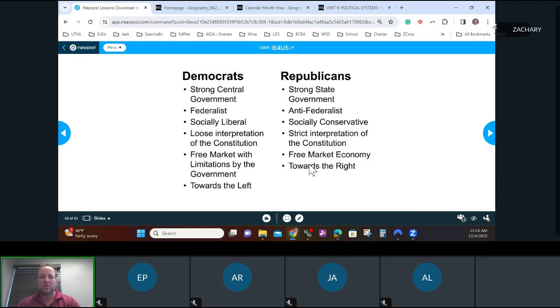What is federalist? Good question. Federalist basically means that the federal government should be mostly in charge of everything. Okay. So the Republicans believe in anti-federalist, which basically means the federal government should have limited authority and that it should go back down to the local governments and states to be able to make what is appropriate for the people living there. So that's the difference between federalist and anti-federalist.